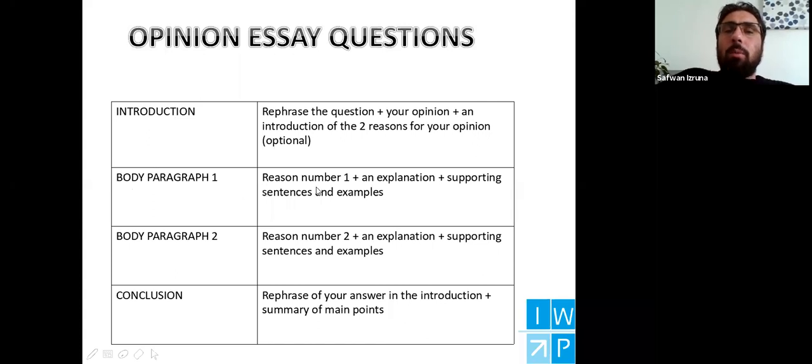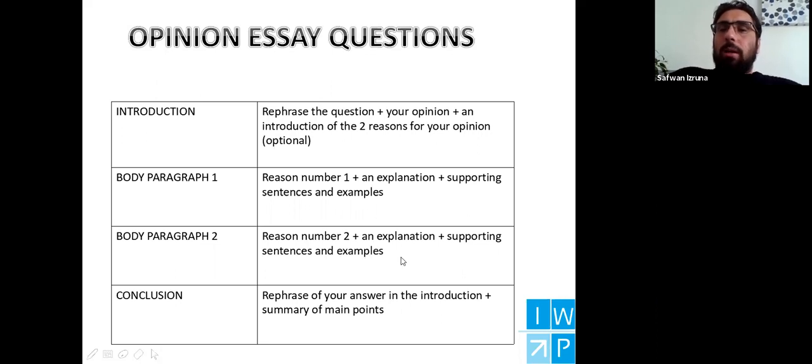Body paragraph number 1, we're going to present the first reason why we agree or why we disagree. We're going to explain it, give reasons why it is valid. So why is it valid? Why is it bad for people's health, for example? We can't just present it without supporting it. We need to give it some support, and also we need to give examples from our own life. Body paragraph number 2 is going to be the same. We're going to present another reason why we agree or why we disagree, explain it, support it, and provide examples.